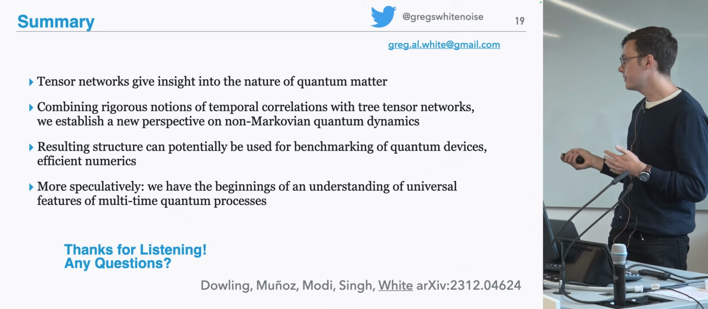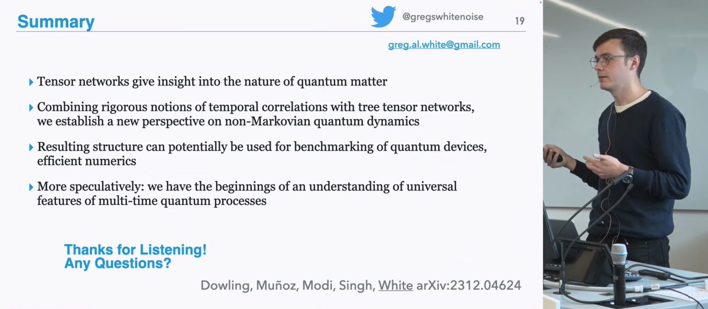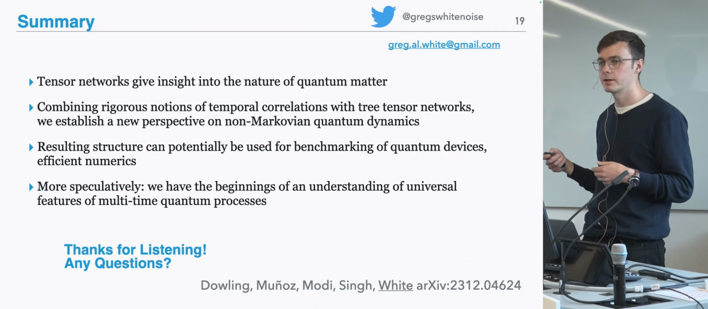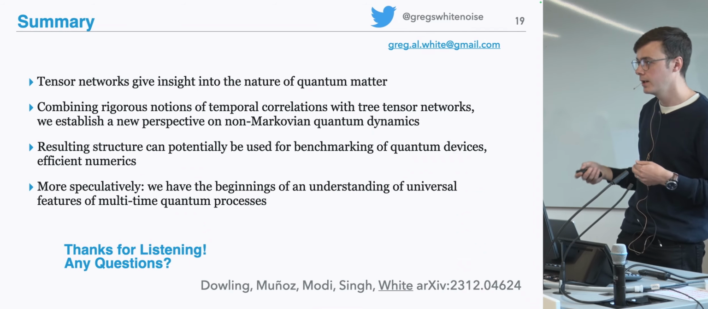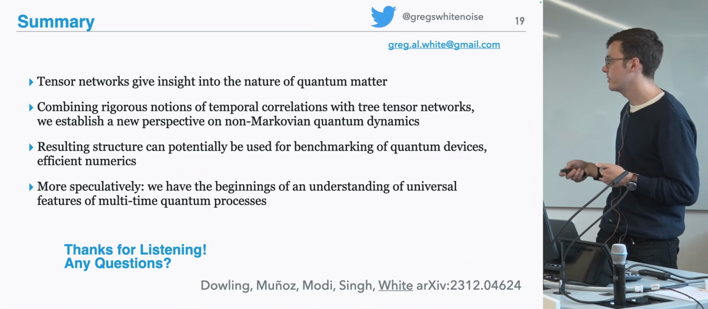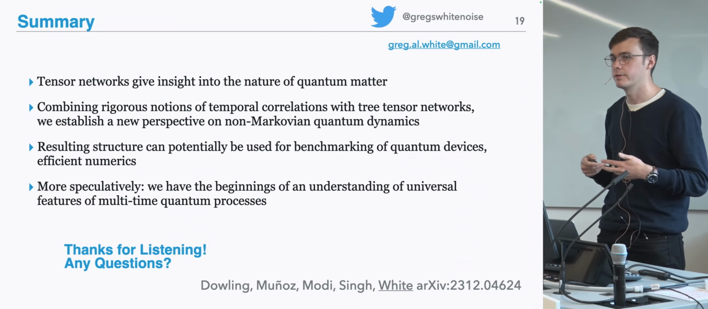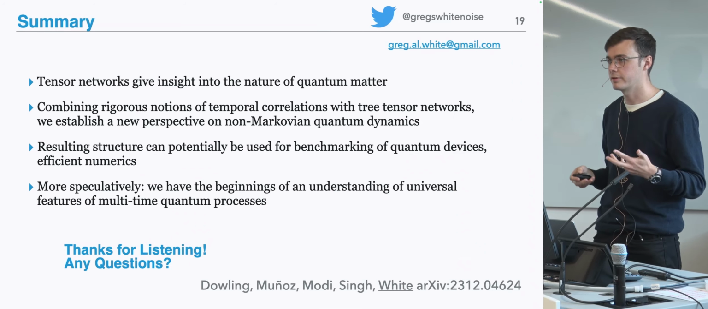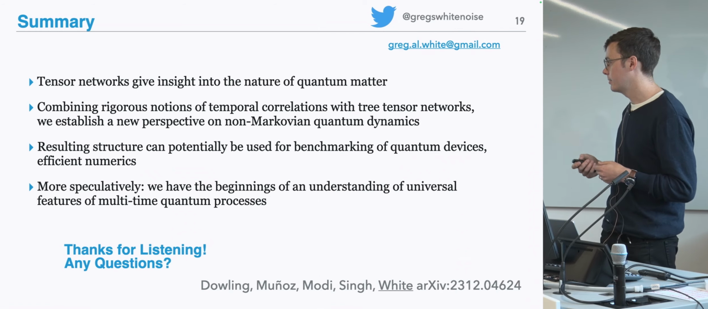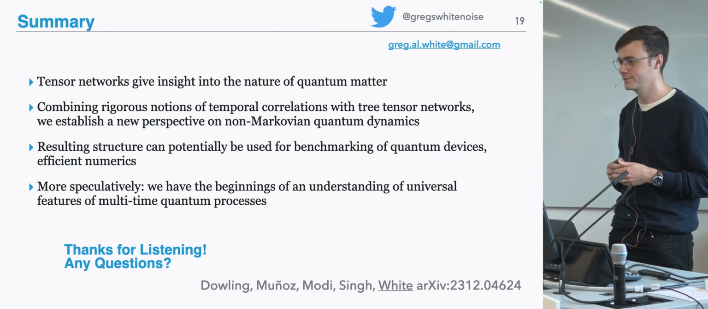So this, on the practical or applied side of things, is really intended to be a more efficient way of both characterizing and simulating non-Markovian open quantum systems. But more speculatively, we would like to push these ideas further and say, how can we look for universal features of multi-time processes to classify them into different phases. So with that, thanks very much for listening, and please let me know if you have any further questions.